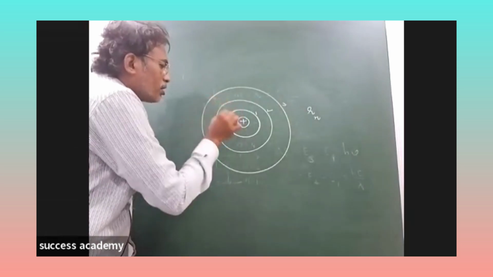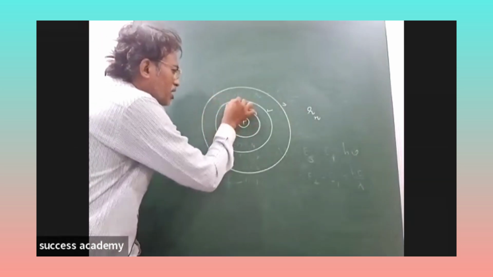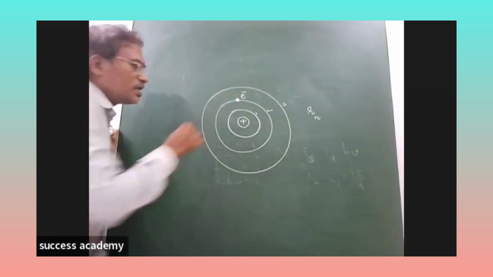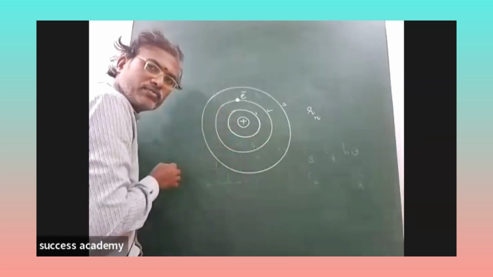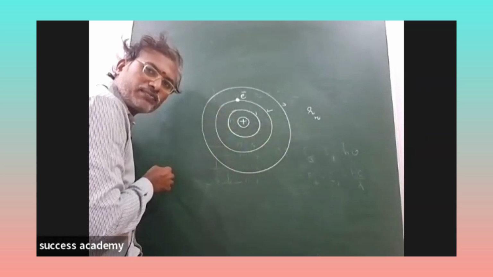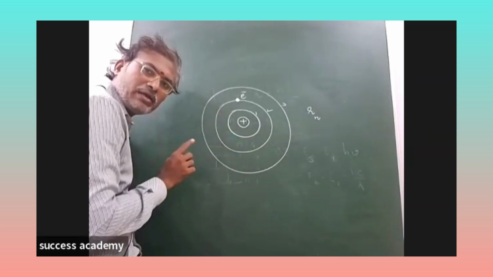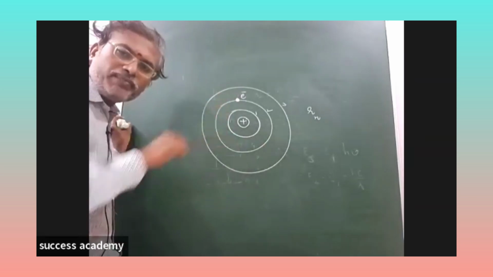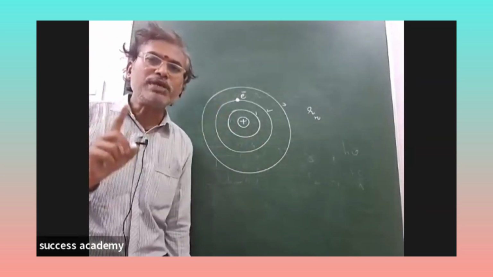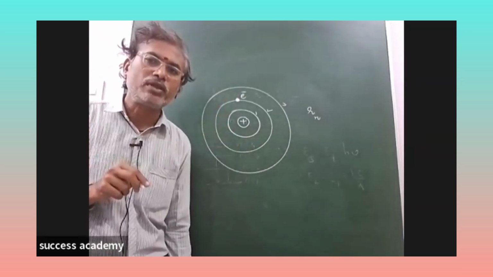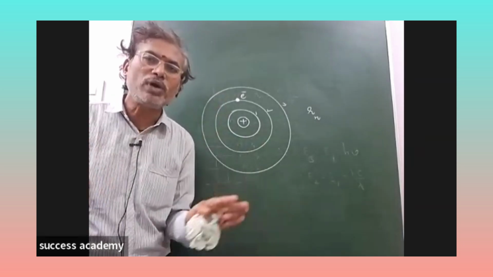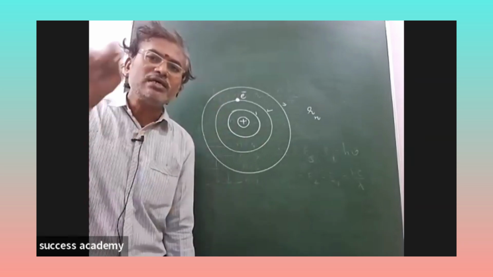For example, in any orbit an electron is present. Here I am taking the electron. This electron is revolving around the nucleus. If a body is revolving around another body, one condition should be considered. What is that? Centripetal force must be equal to centrifugal force. These two forces are considered equal, and then that body revolves in a circular path.